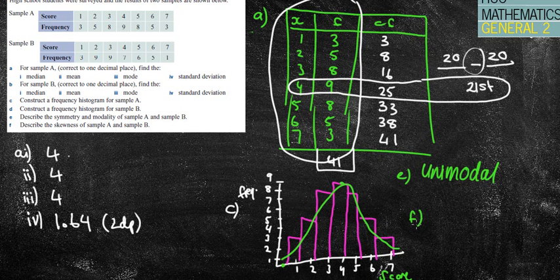And for F, it says describe the skewness. Well, that is definitely symmetrical, isn't it? Symmetrical. I think it's one M, by the way, so apologies. So it is symmetrical. Actually, no, it is two M's. So again, that will be slightly different for sample B, but you kind of get the drift of that.